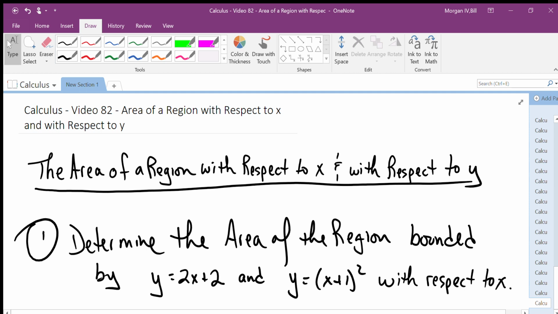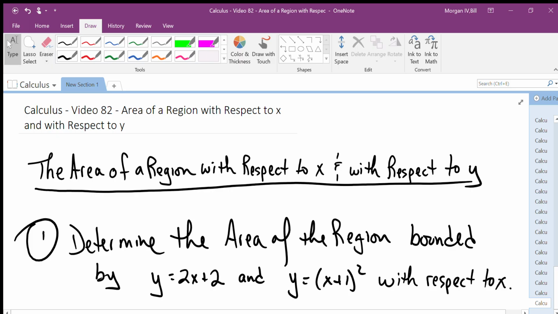Calculus, video 82, the area of a region with respect to x and with respect to y. So what we're going to do here is take a region and first find the area with respect to x. With respect to x means we have x bounds, top function minus bottom function, the integral of that dx. And we'll get an answer.